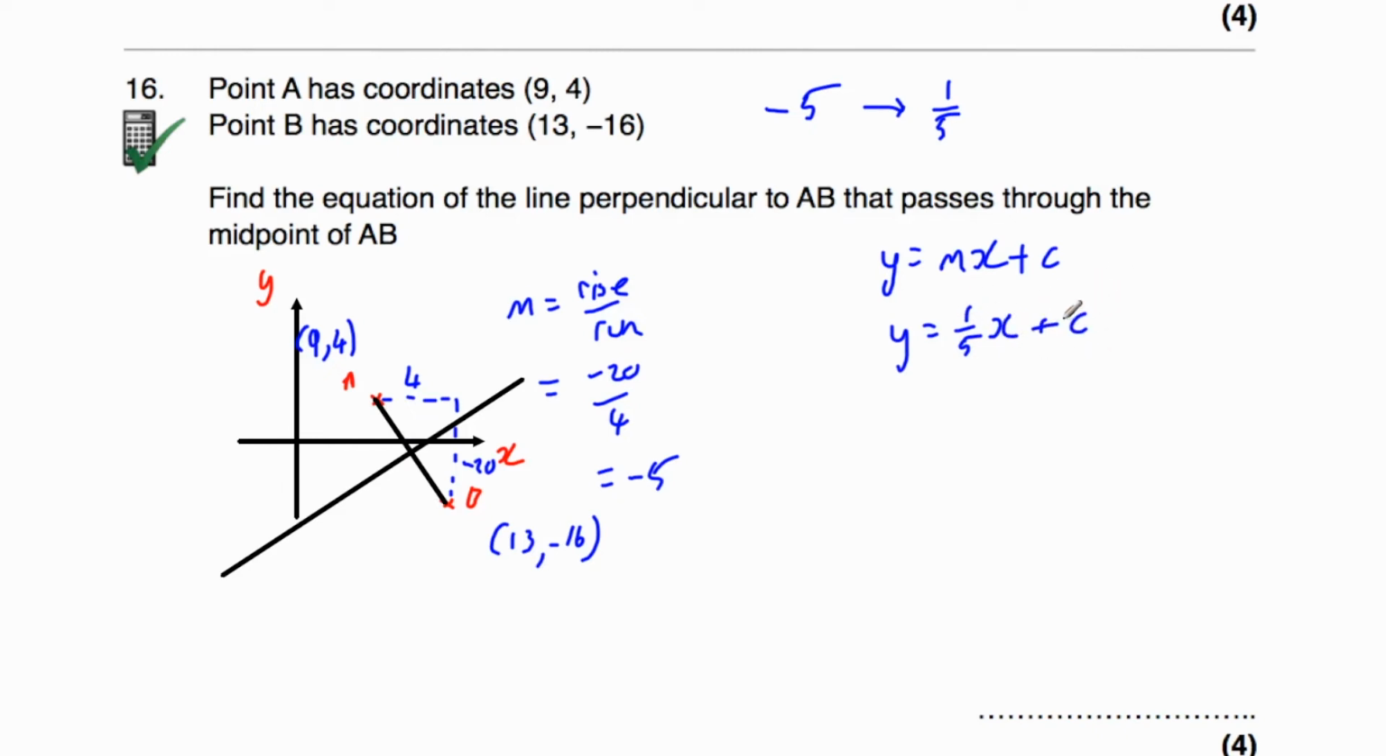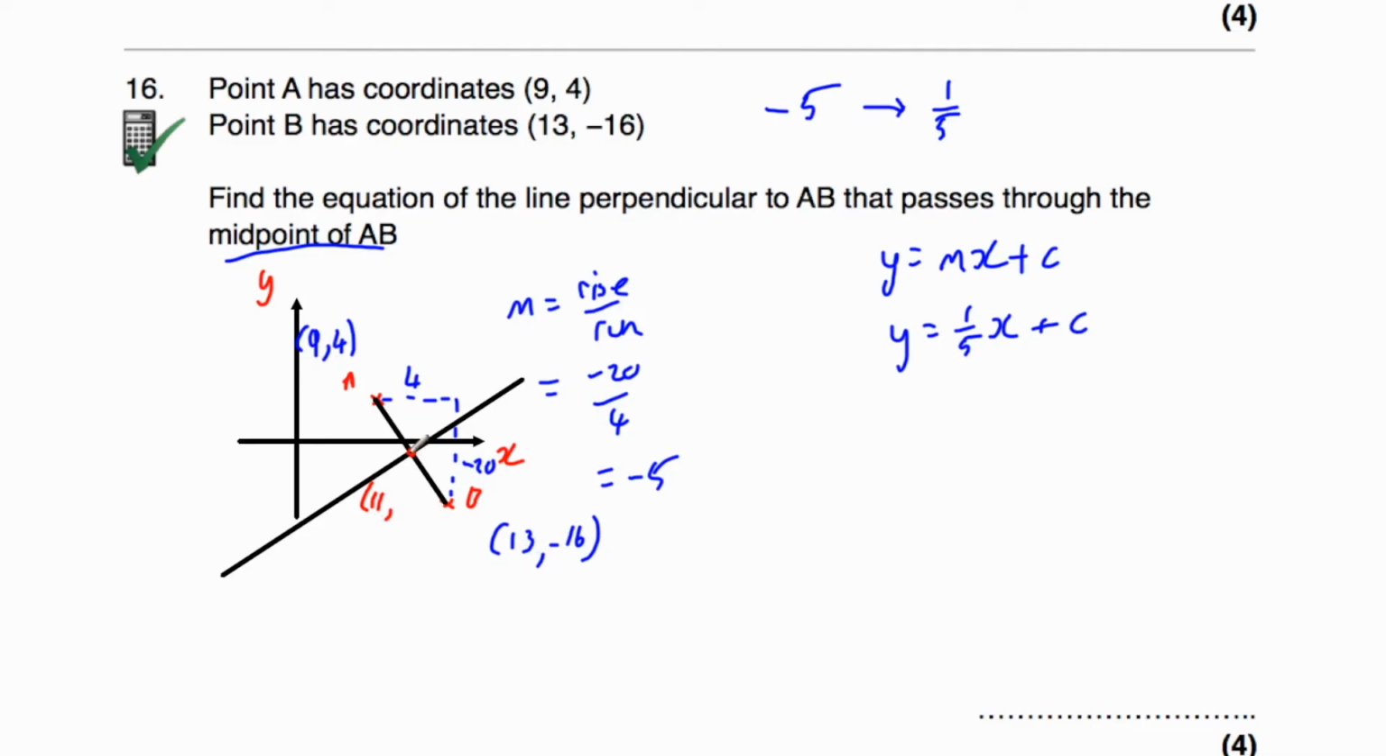To find c, we need a point that the line passes through. Now it passes through the midpoint of AB, so we need to find the midpoint of these two coordinates. So we need to find the midpoint of A and B. Now in terms of this midpoint, its x-coordinate: this one's 9 across and this one's 13 across, so the midpoint is going to be 11 across, because the middle of 9 and 13 is 11. And another way we could have done that is just 9 plus 13, which is 22, and half it, which is 11.